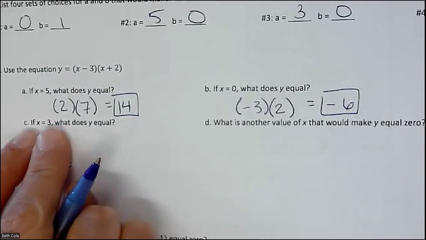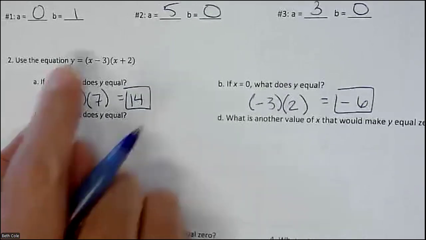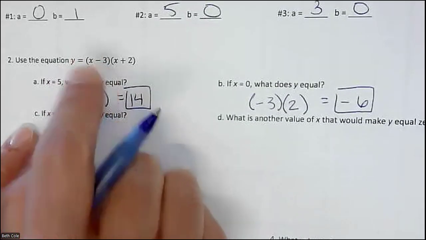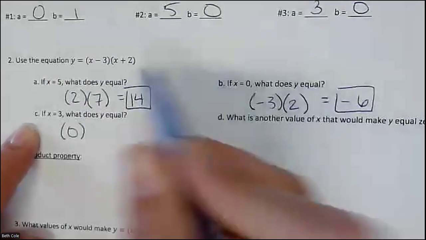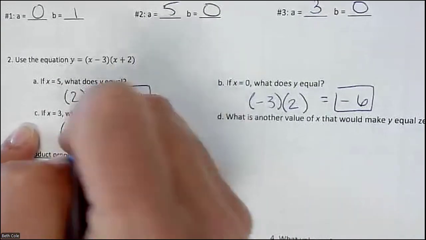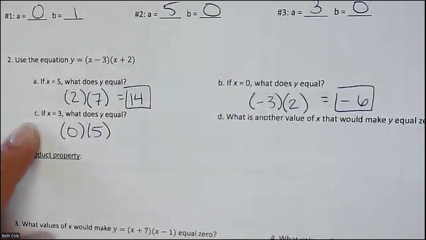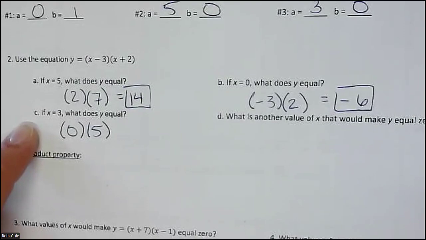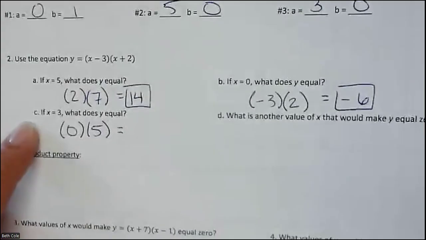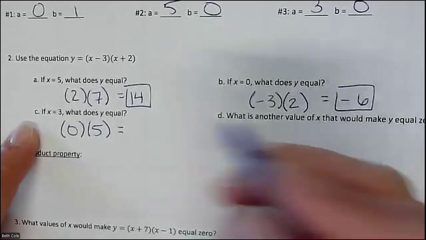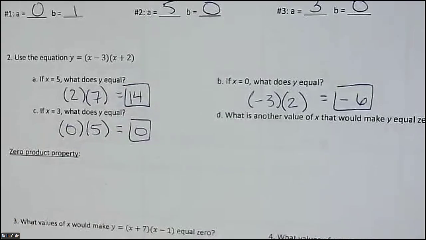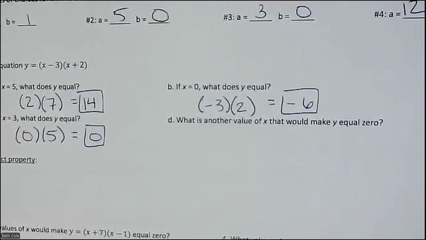Now we're going to plug in 3. We're just practicing plugging in different numbers. So let's plug in 3. 3 minus 3 is 0. And then 3 plus 2 is 5, but it kind of doesn't even matter what that number is, because if you multiply by 0, and this is kind of the whole point of what I'm getting at, you end up with 0. That's sort of the point of this lesson, okay?